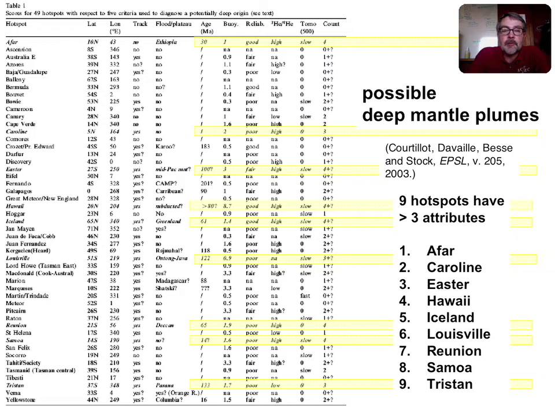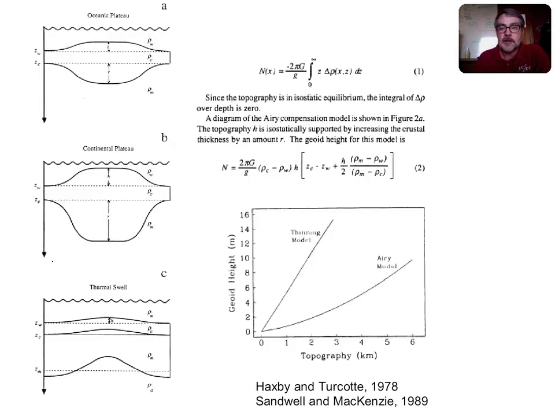They don't always have the same three, but they have three attributes. So we can start saying these are candidate mantle plumes. Hawaii's in there. We've got Iceland, Louisville Ridge, Reunion, Samoa, Tristan da Cunha, Easter Island, Caroline, Afar. Next slide.